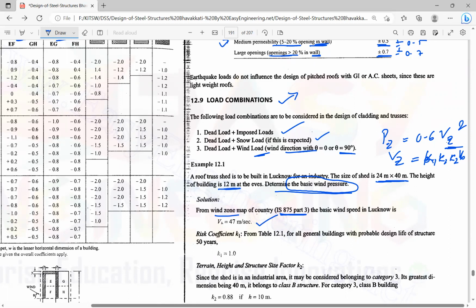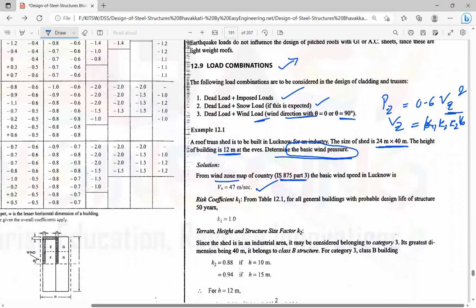the basic wind speed is 47 meters per second. So after that, from table 12.1 of IS 875, K1 is a risk coefficient. K1 is considered as 1. Next, K2, the height, terrain and structure size factor. Since the shed is in an industrial area, it may be considered to belong to category 3.